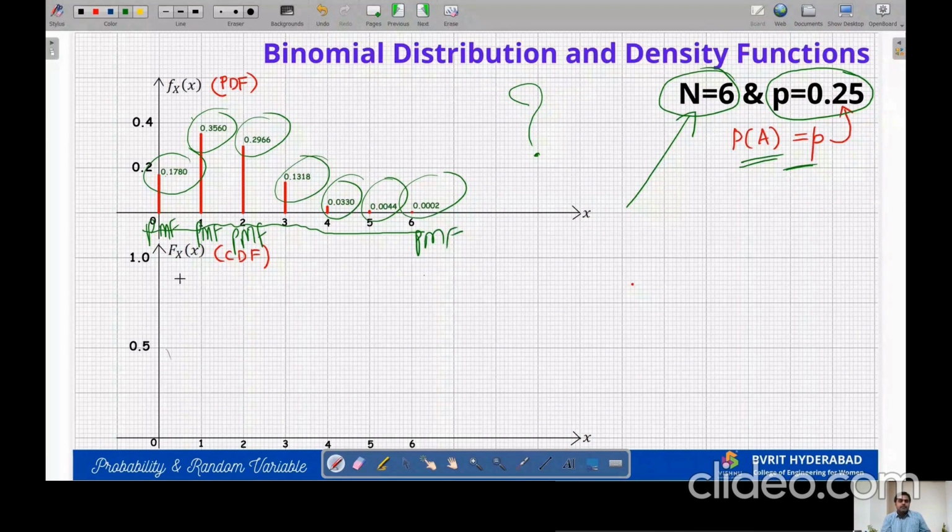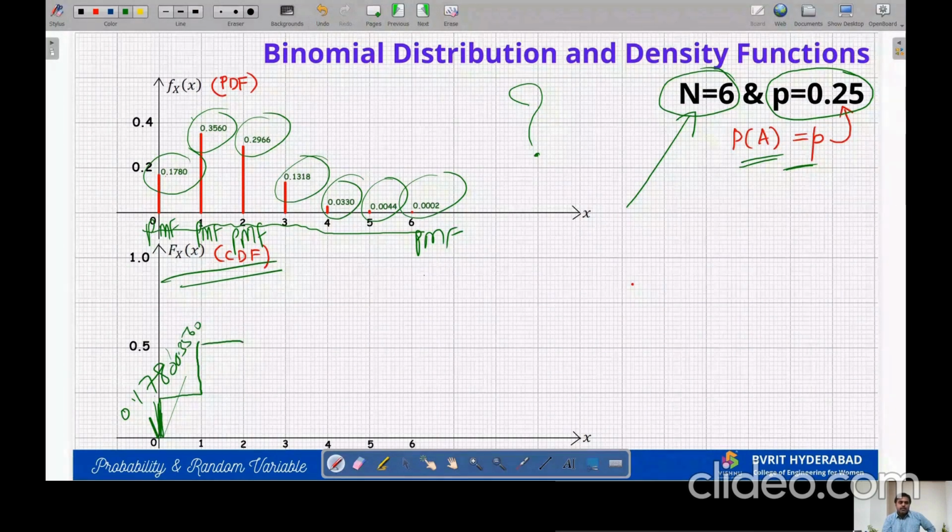Next is the plot for the cumulative distribution function. So simply here, as per the discussion, the first is 0.1780. Next, it remains constant till it reaches 1. And here it is 0.3650. It remains constant till this point. And here it is 0.2966. It remains constant till this point. This is 0.1318. It remains constant till the next value. It is 0.0330. Remains constant till the next value.